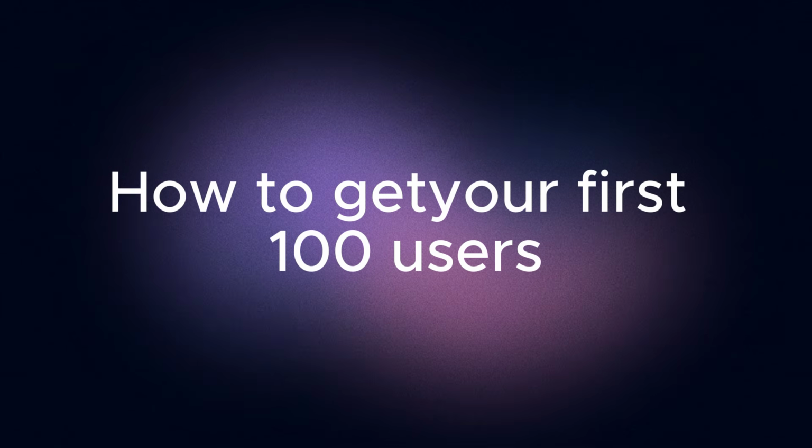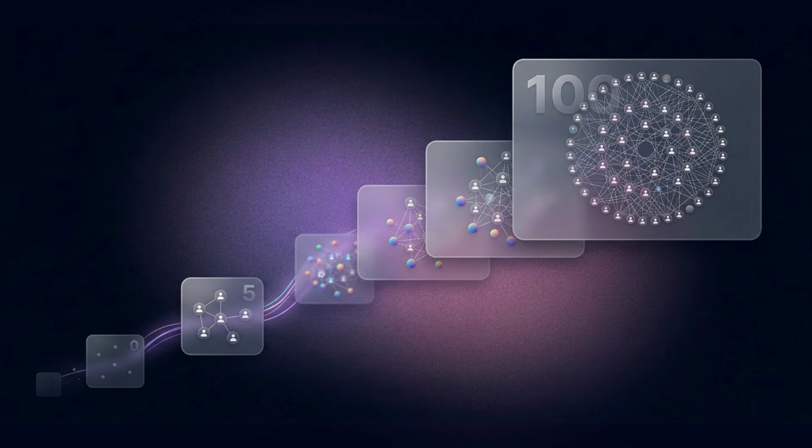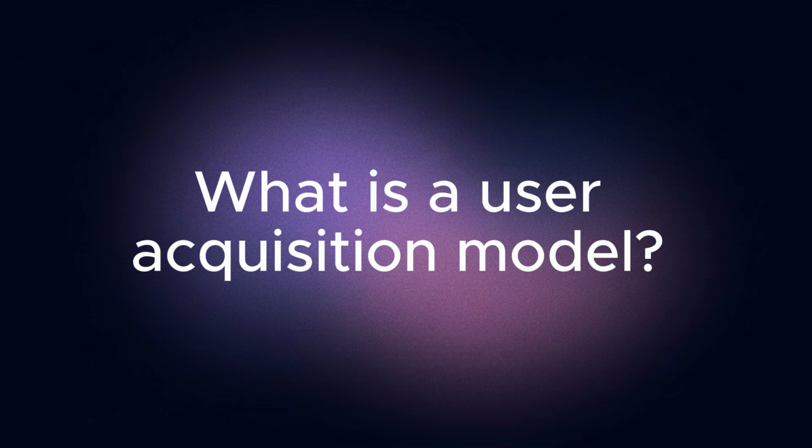In this video, I'm going to walk you through exactly how to get your first 100 users, the real method, the logic behind each one, and how to execute at every stage. We'll start from 0, how to get your first 5 users, and build all the way up to 100. And for each stage, I'll break down the acquisition model driving it. But before we get tactical, let's define this, because skipping this step is exactly why most early founders spin their wheels for months with nothing to show for it.